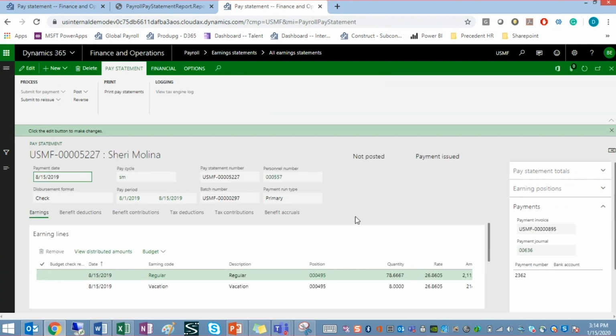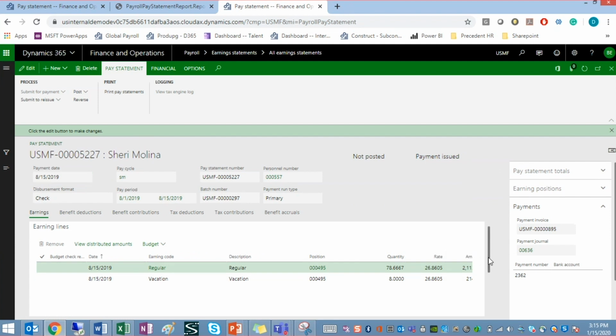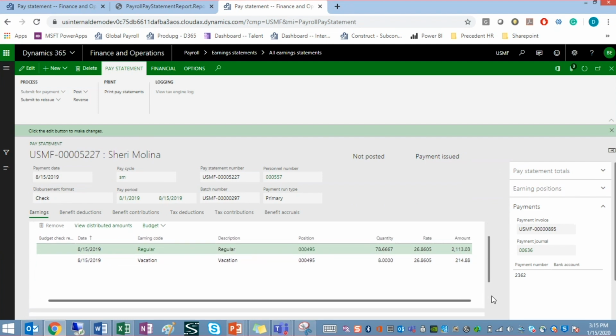And once we have all of this information generated in our earnings statement, the pay statement is then created. If we go to the pay statement, you will now see that it is for the pay period that we're talking about. It'll show you the pay cycle, the employee's personnel number, how the employee was paid, again the full pay period, the payment date, the batch number that it was paid from, and whether this was a primary payroll role or an additional payroll role.